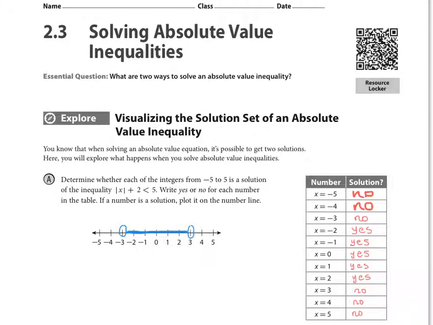Welcome to Lesson 2.3, Solving Absolute Value Inequalities. We're going to begin on page 87 of your work text. Our essential question today is, what are two ways to solve an absolute value inequality?